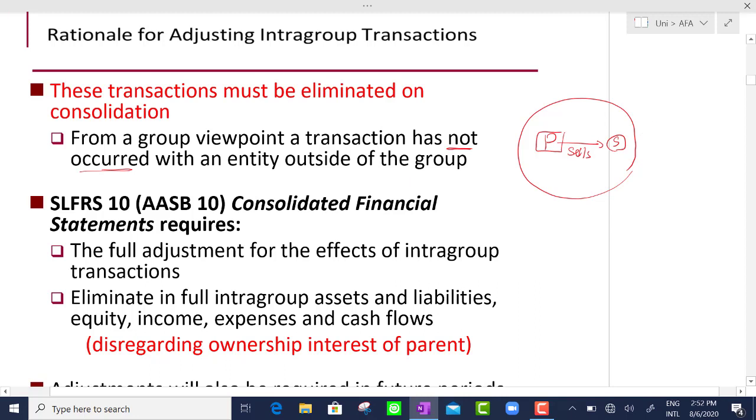Right? Therefore, what we need to do, this is an internal transfer. This is not a sale when we take the group as a single entity. Right? Therefore, what we need to do, we have to eliminate this transaction from each side, because it has not happened to a party outside the group.